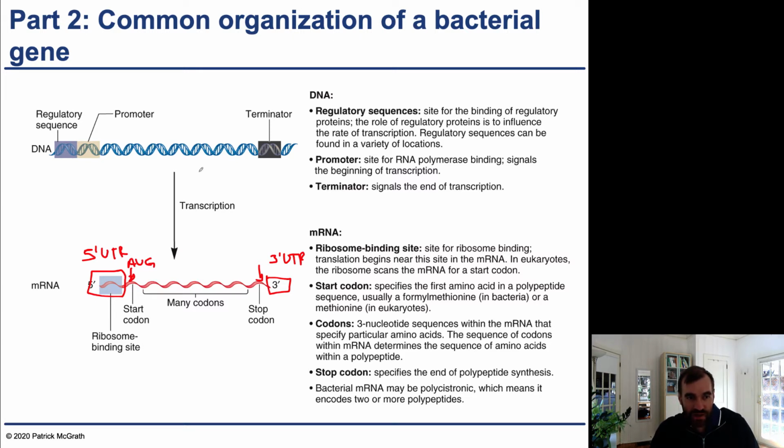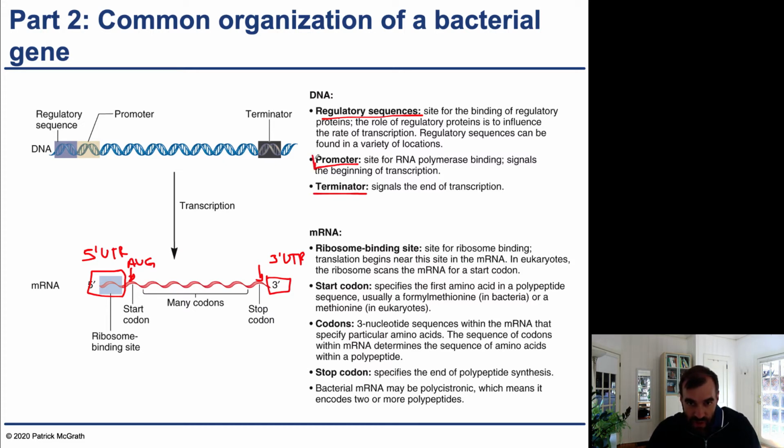The sequence of the DNA includes regulatory sequences, promoter sequences, and terminator sequences. The regulatory sequences are sites for the binding of regulatory proteins, and the role of regulatory proteins is to influence the rate of transcription. These are found in a large variety of locations, and in two of the later chapters, we'll talk in detail about how these are used to control transcription.